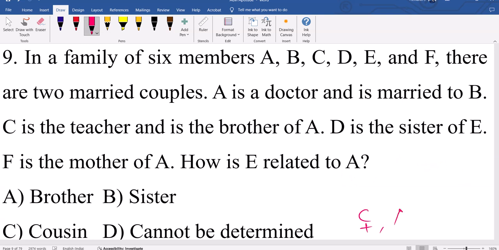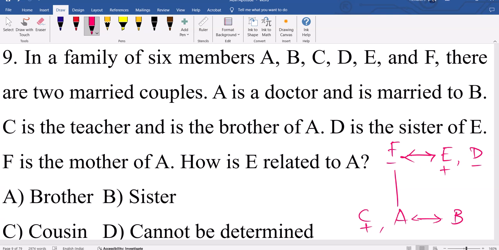There is one clue, 2 married couples, only one is satisfied. C is brother of A, A is married to B, fine. F is mother of A. Now F should marry someone. D is sister of E, so F is married to E. Sir, how can you say F and E are married couple? They said how many couples required? 2 married couples. Only one is completed. The chance is F should marry someone, right? So that's the second couple possible. The possibility is high for F married to E and D is sister of E. Okay, so that's what we can go with.